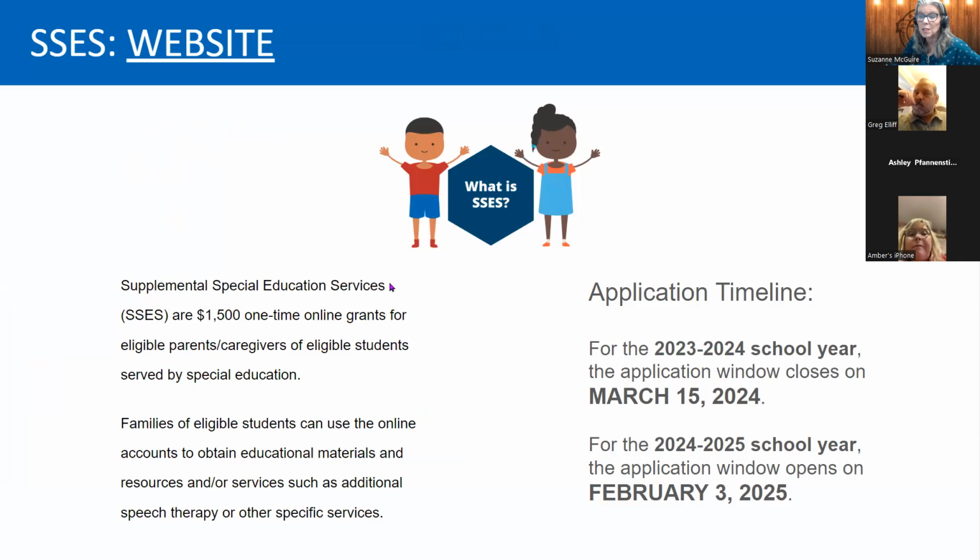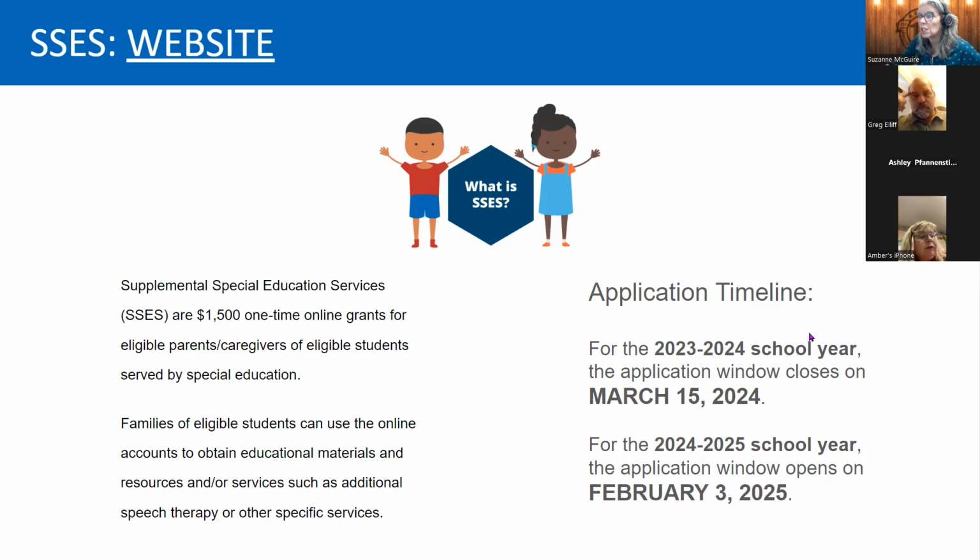Okay. All right. So this is a $1,500 one-time grant for parents, and you're eligible if your child is on an IEP and they're pre-K through 12th grade. And there's an online store that you can buy things that you can use at home with them. And there's also different services like speech therapy, equine therapy, different things like that that they've contracted with that you can get for your kids.